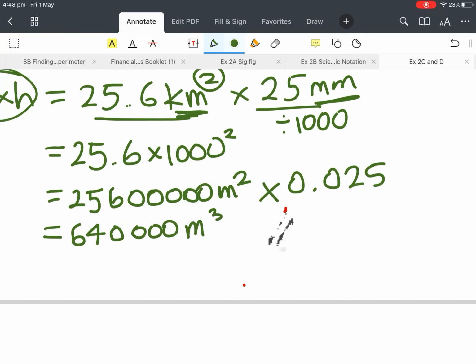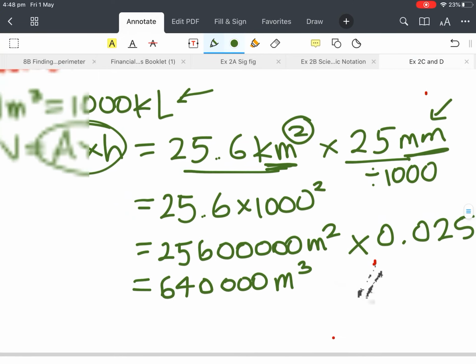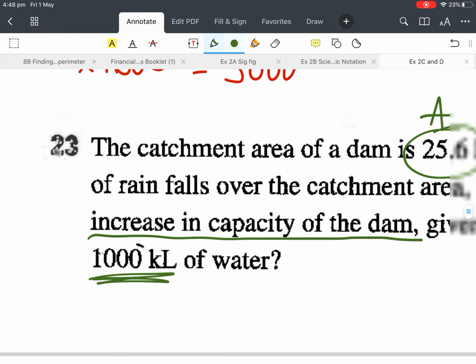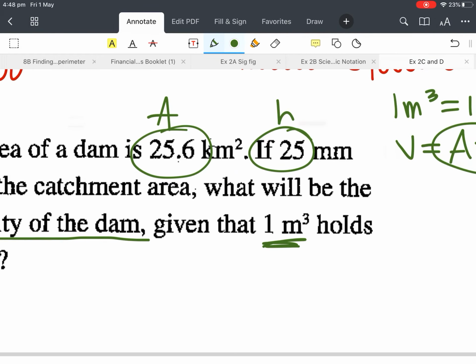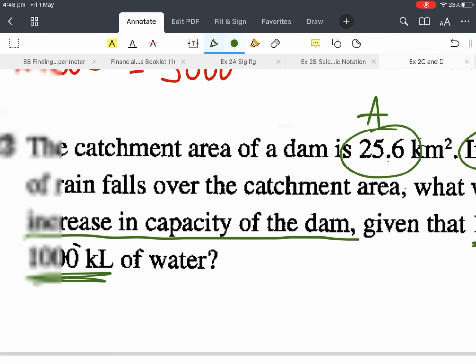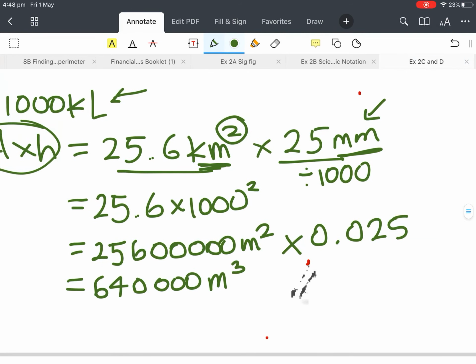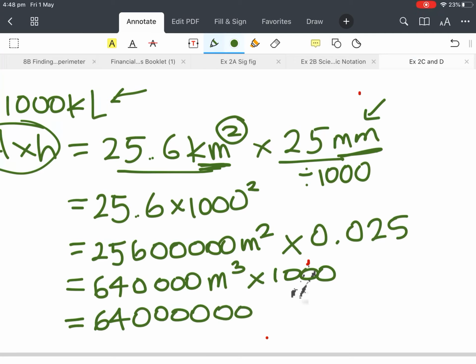metres cubed. Now I'm going to run out of room here, so sorry, I'm going to get a little bit smaller. Now over here, if you remember, it said what will be the increase in the capacity of the dam given that 1 metre cubed holds 1,000 kilolitres of water. So if 1 metre cubed is 1,000, then 640,000 metres cubed multiplied by 1,000 is 64, and all those zeros with an extra 3 zeros on the end.